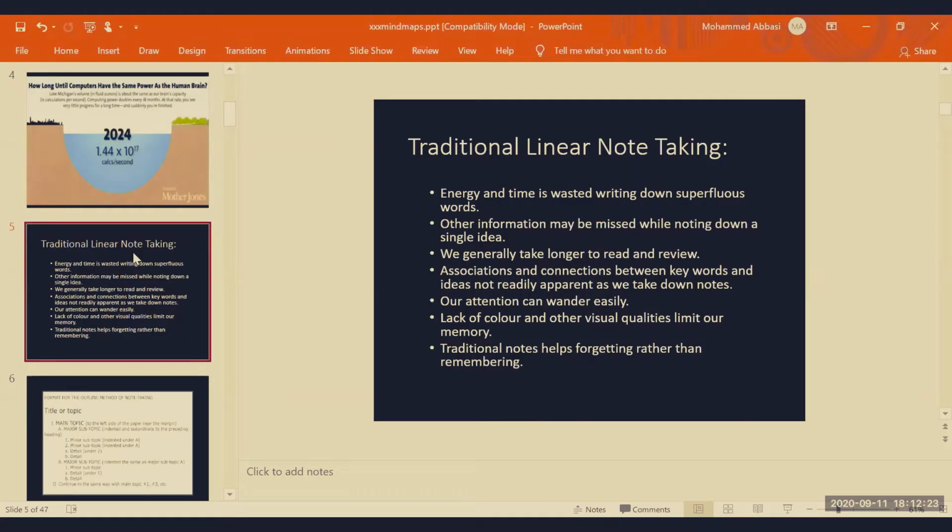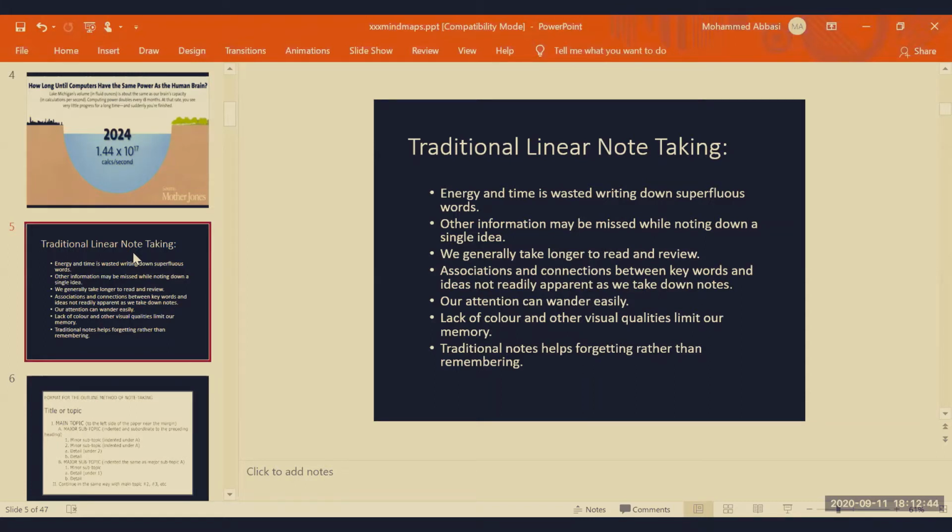Now, traditional note taking is basically what you did back at school, college, university, etc. We take down the notes one after another, but through that, energy and time is wasted writing down extra words you do not need.